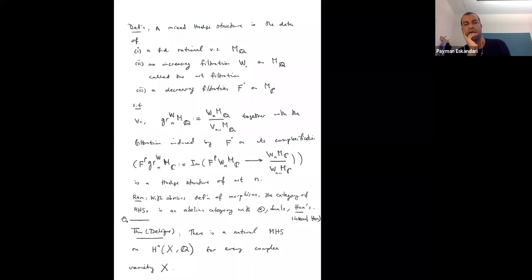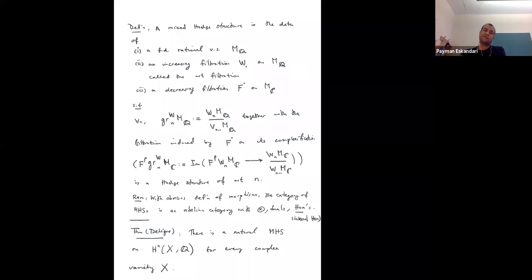Okay, so these are mixed Hodge structures, and there's an obvious notion of morphism for these objects. A morphism would be a linear map between the underlying rational vector spaces that respects both the weight and Hodge filtrations. And then you get a category.